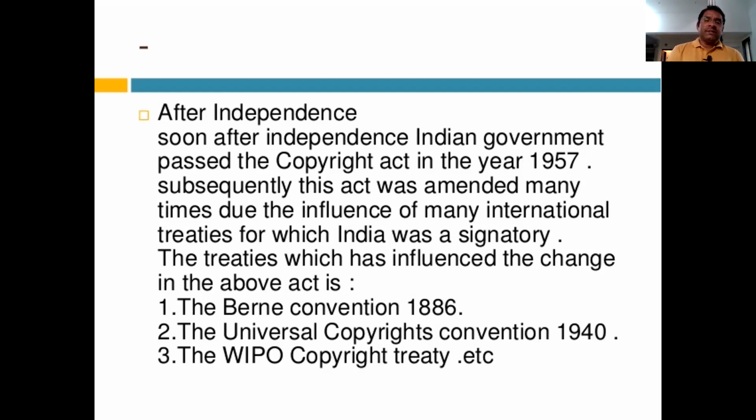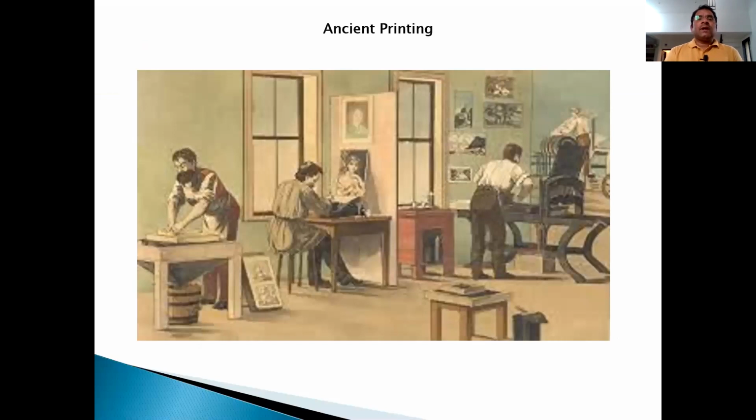So these treaties influenced the passing of a comprehensive act in India in the year 1957. Let us move ahead. Now, I have a picture downloaded from Google, which shows how exactly the painting or the printing or copying used to get carried out during the ancient period.